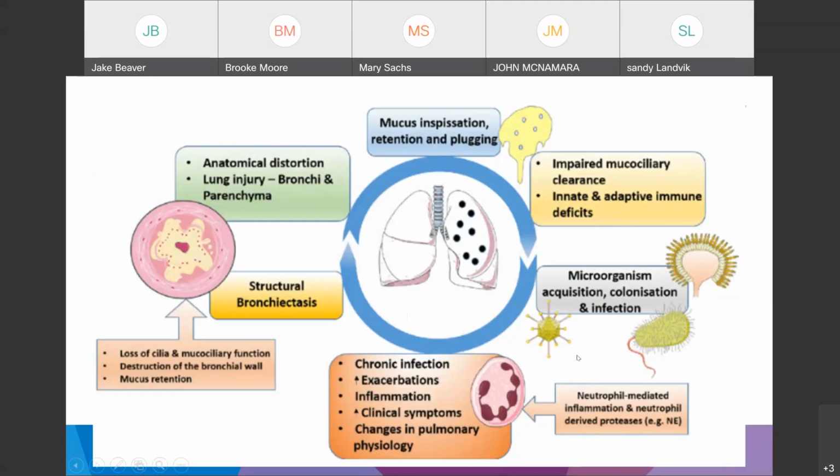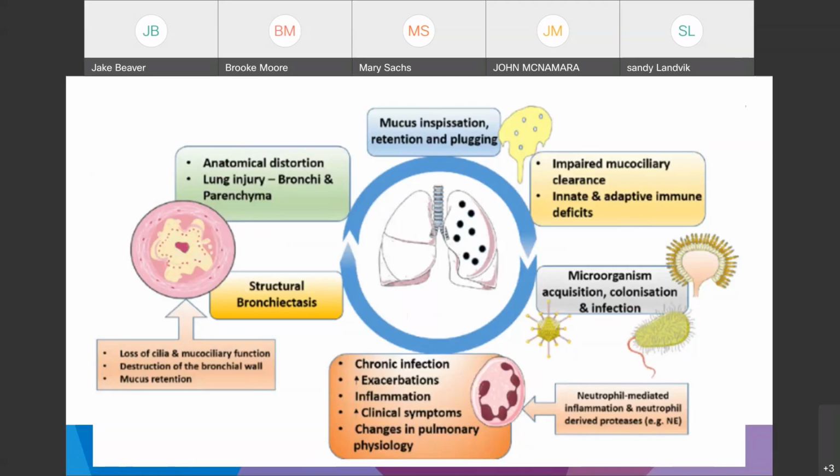But as those neutrophils break down, they release chemicals that then result in more inflammation, and you can get increased exacerbations, worsened clinical symptoms. And as that cycle continues, you get loss of ciliary function, and eventually you can start to get destruction or changes in the airway wall, which is called bronchiectasis. As bronchiectasis forms, you get more mucus retention, and then this cycle continues to progress.